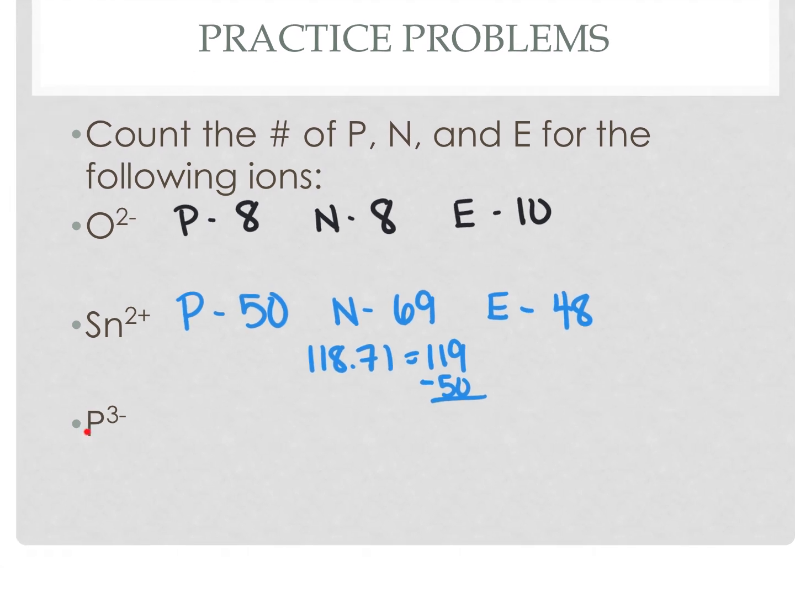So what's phosphorus with a -3 charge? So try it on your own, and then we'll check answers. Okay, how many protons in phosphorus? 15. Okay, 15. How many neutrons? 16. And it has a -3 charge, so how many electrons? Okay, 18.